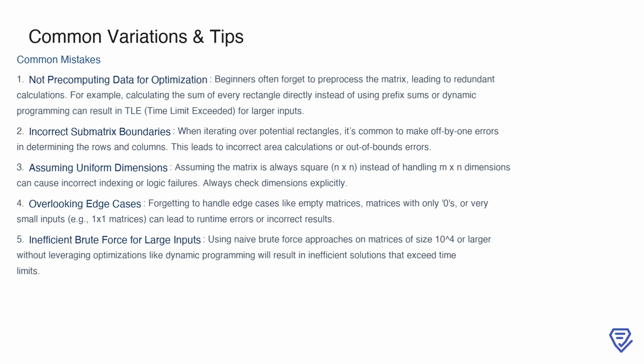Another frequent mistake involves incorrect submatrix boundaries. Off by one errors in indexing can result in inaccurate area calculations or even out-of-bounds errors. It's also important to account for matrices of any dimensions. Assuming the matrix is always square, rather than handling both m x n and n x n shapes, can lead to logic failures.